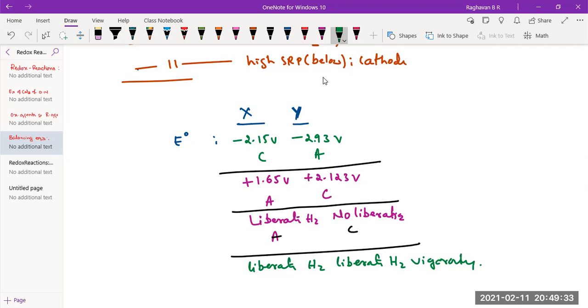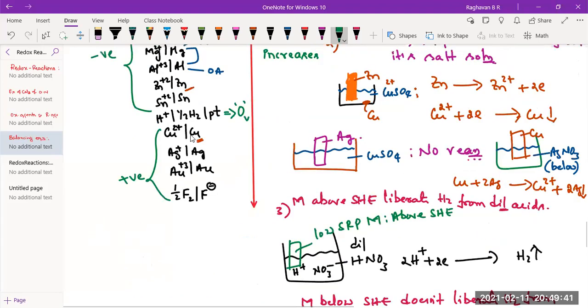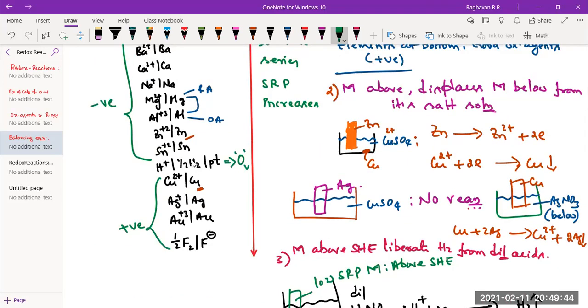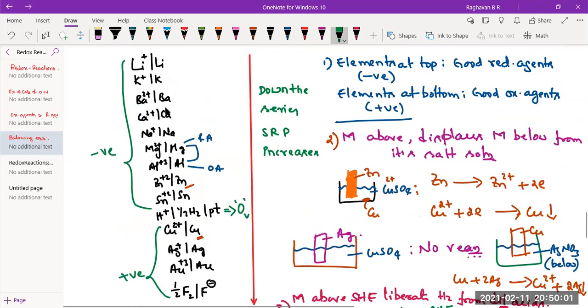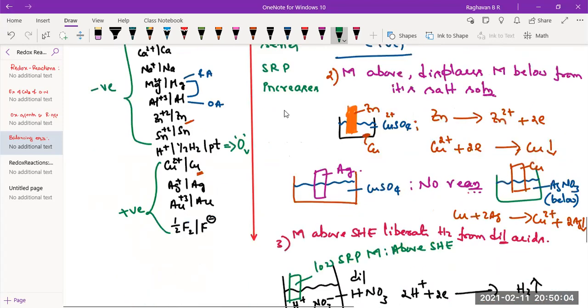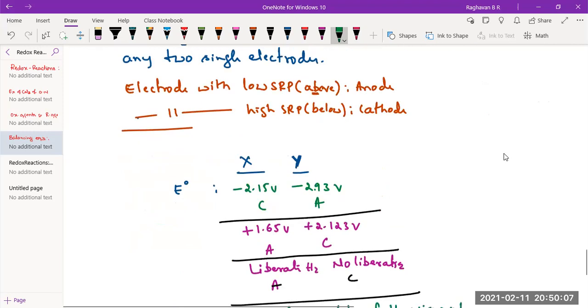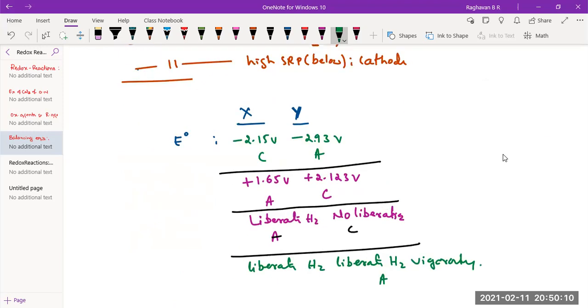Why is Y anode? Because more vigorously. See, for example, in the electrochemical series, hydrogen is here. If you dip zinc, hydrogen liberates slowly. Below zinc there is iron, which if you dip is much slower, tin much slower, copper doesn't. Going upward compared to zinc, aluminum is faster, magnesium much faster. Potassium and lithium may even catch fire, so vigorous. So when you say liberates vigorously, it is going above, meaning low SRP.